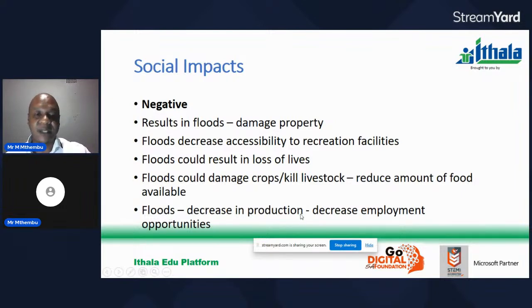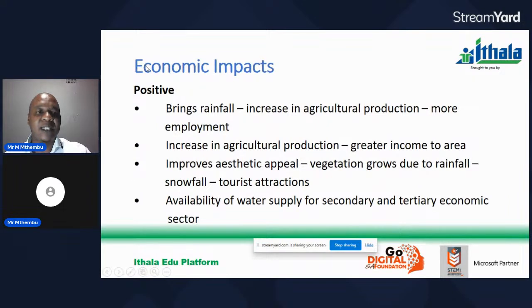Floods decrease the production, which results in the decrease in employment opportunities. Let's move on and look at economic impact. Starting with a positive, it brings rainfall, which increases agricultural production, which leads to more employment. Increase in agricultural production will result in greater income to the area.